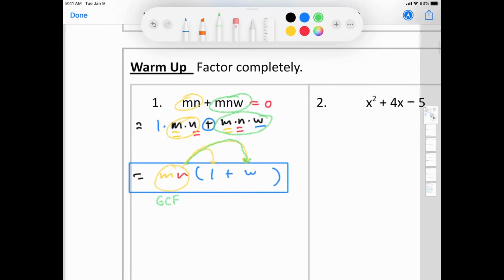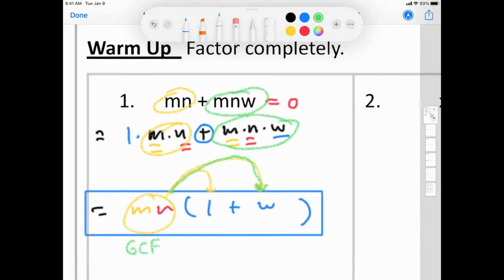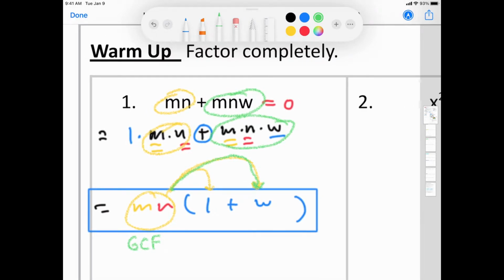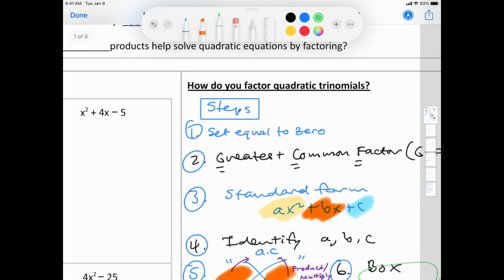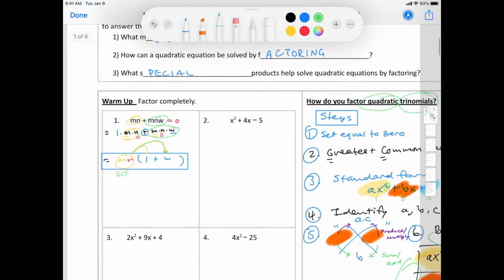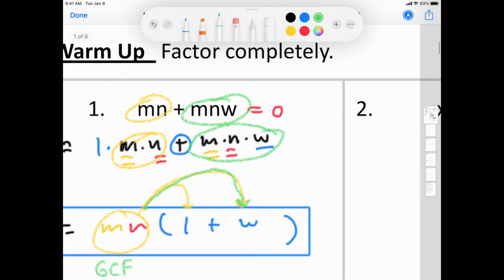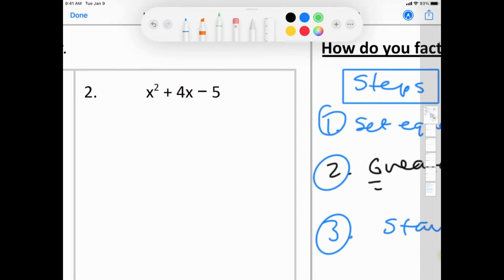Okay? I want you to notice something. This method, for question number 1, does not apply to how you factor quadratic trinomials. Trinomials have 3 spots, 1, 2, 3. It is also quadratic, so it has a power of 2. You'll notice that this question here had no power of 2. Okay, let's look at number 2.